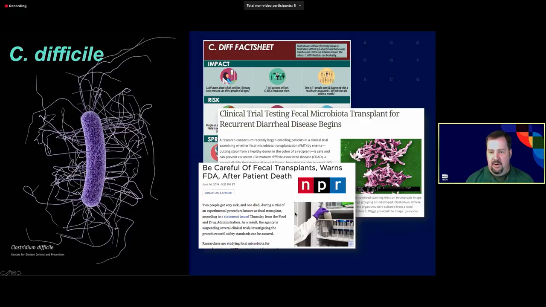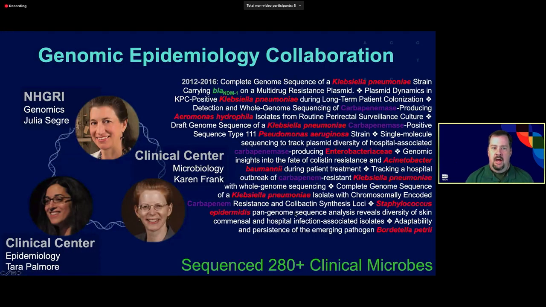FMTs are, I think, going to show a lot of potential for treating certain things, but we have to be careful how quickly we go forward with it. And last but not least, I'm going to show you just a couple of examples of individual microorganisms that we've looked at.